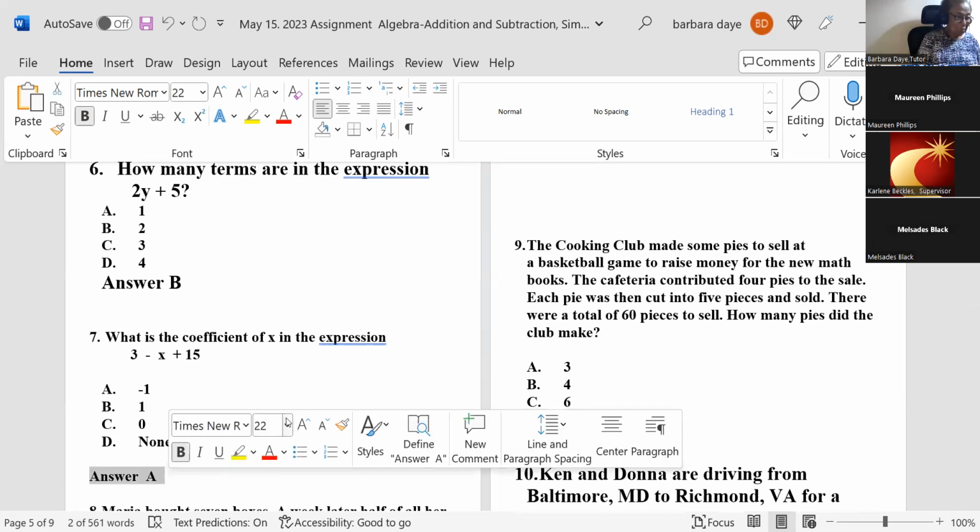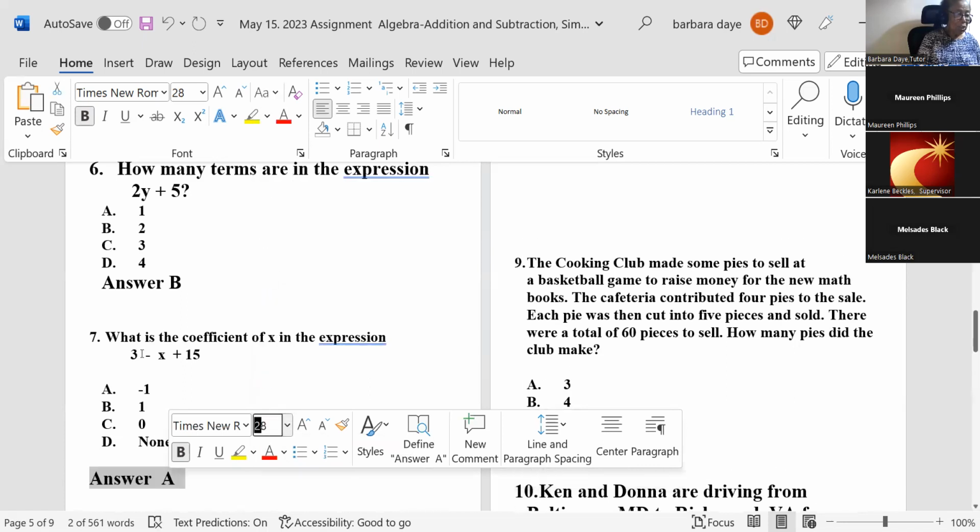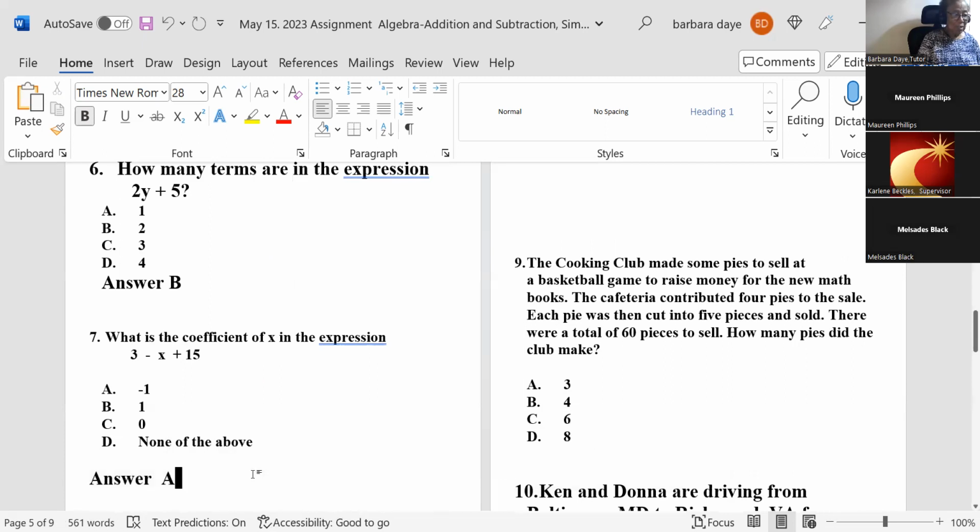So the coefficient would be minus 1, but I put a plain 1. If it was 3 plus x, then it would be 1. Oh, I see. Got it?